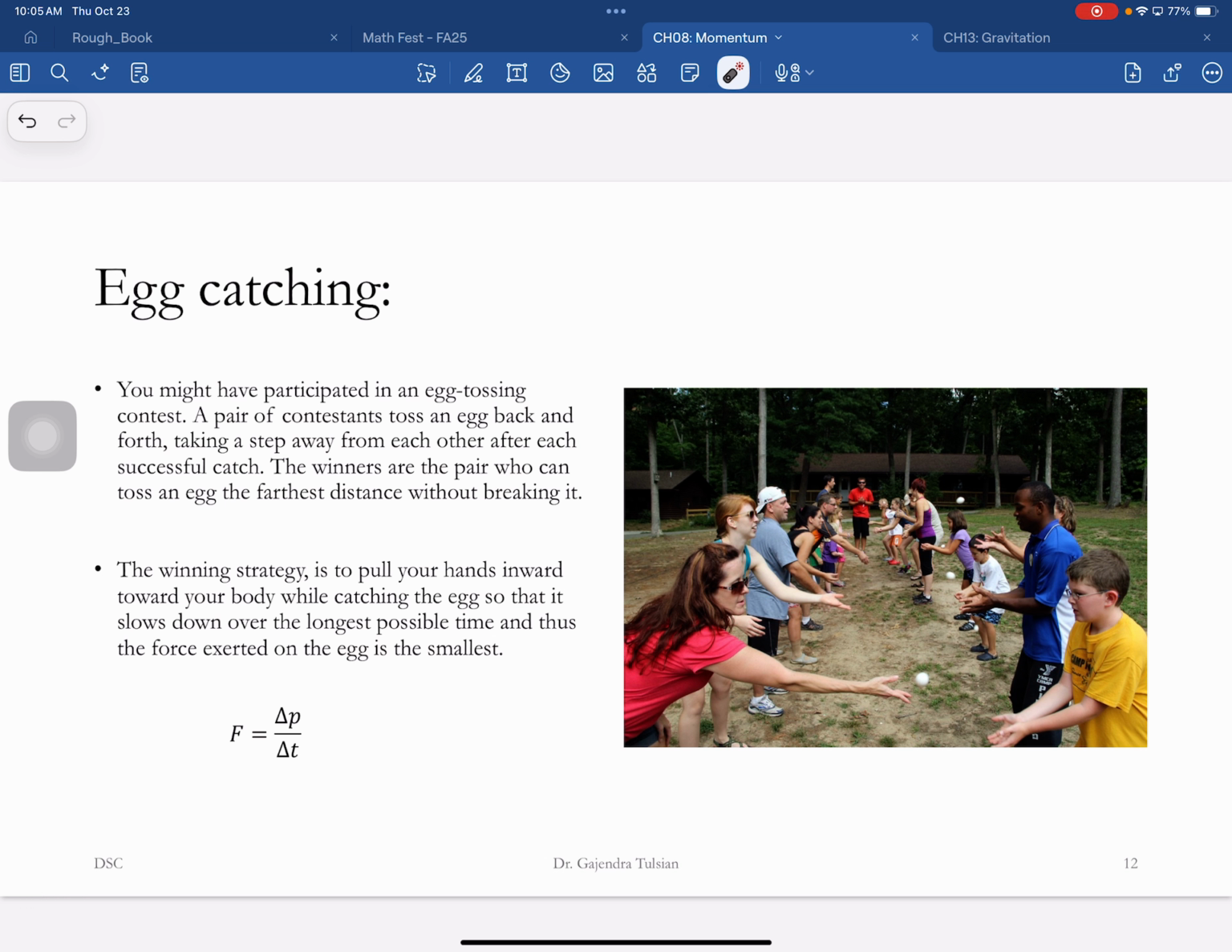Here's another application. You guys might have seen this game. You're tossing eggs, and the winners are the team that is furthest away and catches the egg without breaking it. So let's look at the equation. How do you not break an egg? By applying a small force, the smallest force. So if you want this to be small, you've got to stop the egg. You want to make this as large as possible, the stopping time as large as possible.